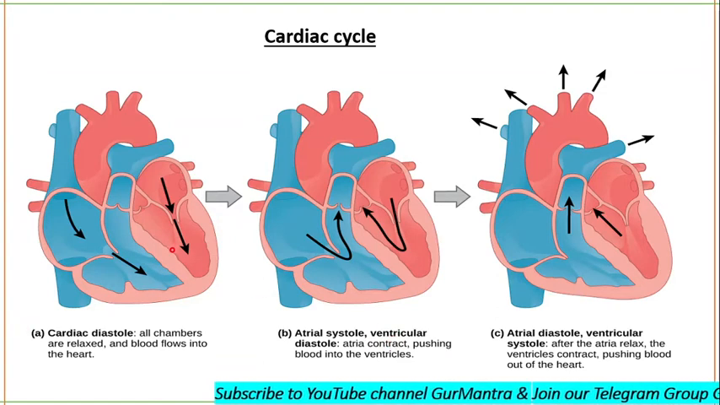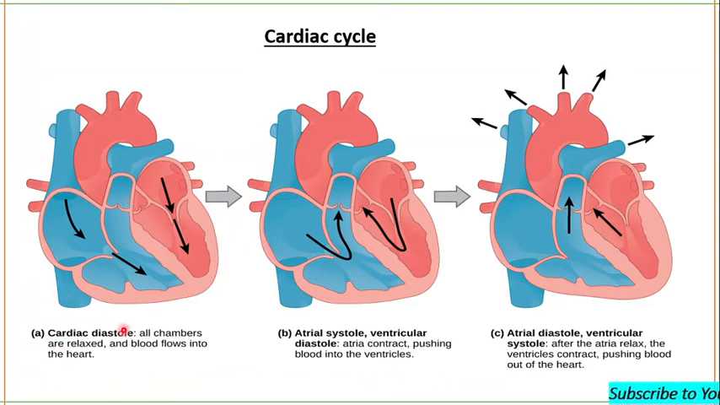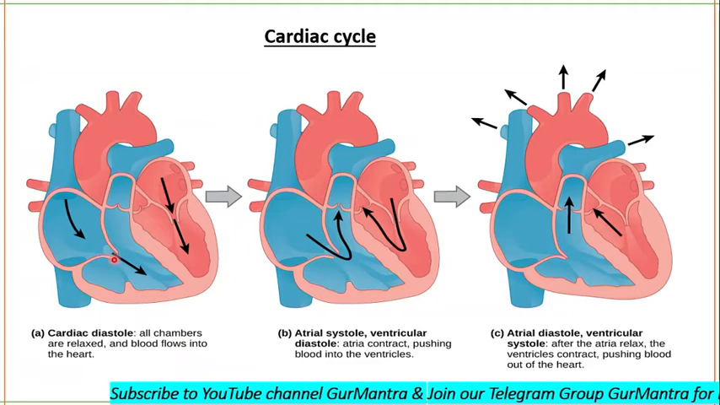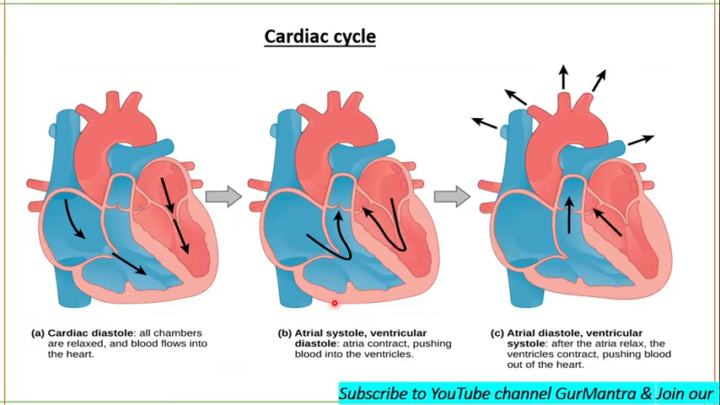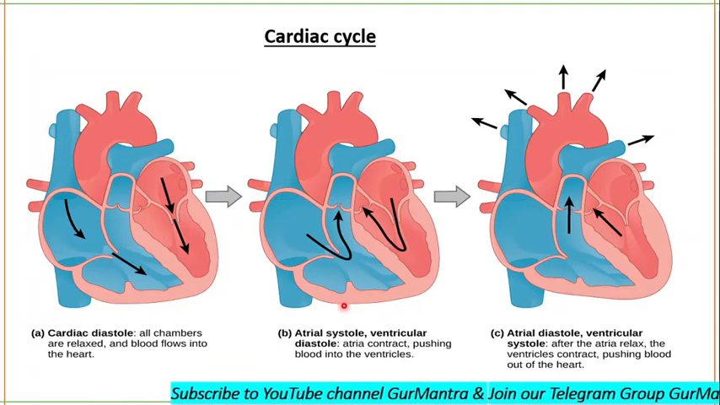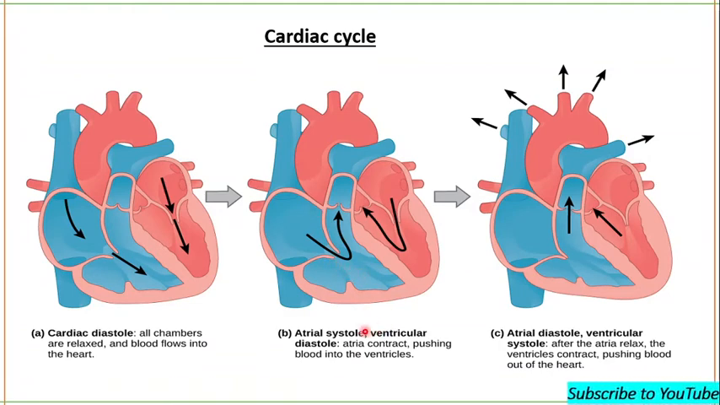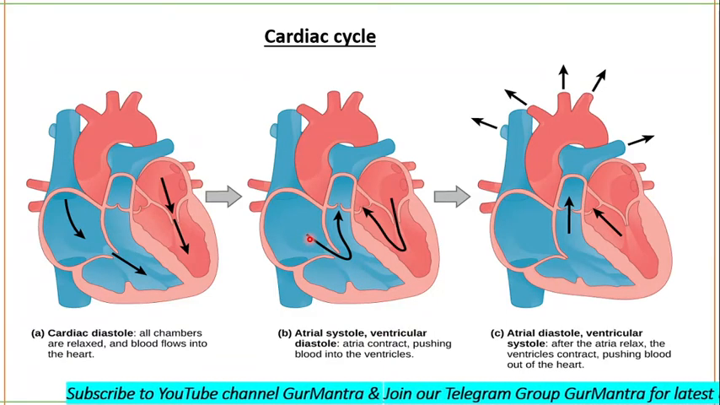In the beginning of the cycle, both the atria and ventricles are in joint diastole. Okay, this is cardiac diastole. All the chambers are relaxed and the blood flows into the heart. Okay, so we will first start from the atrial systole. What happens during atrial systole? During atrial systole, the atria will contract, and at that time the ventricles are in diastole, which means they are relaxed. Atrial depolarization will cause the atrial systole.